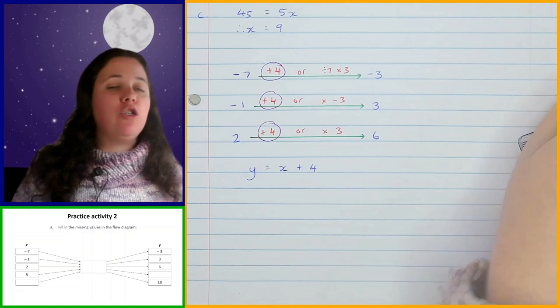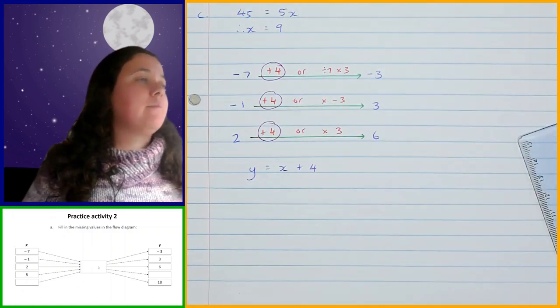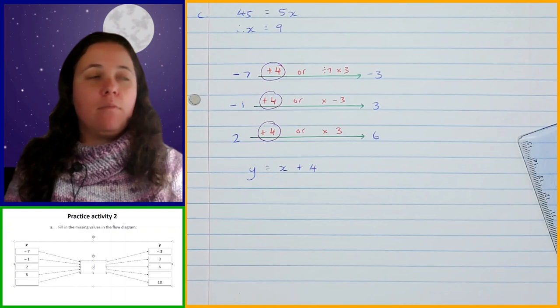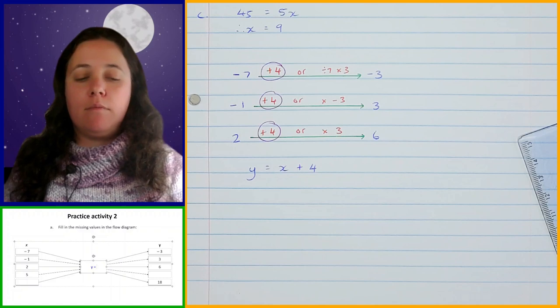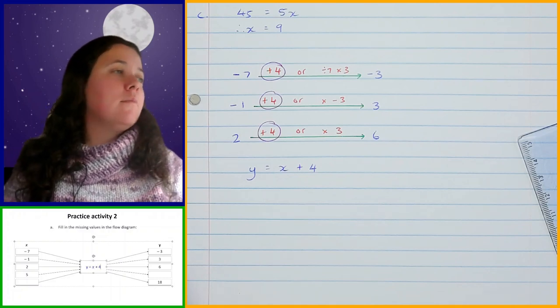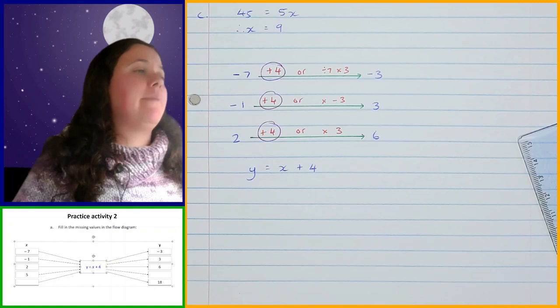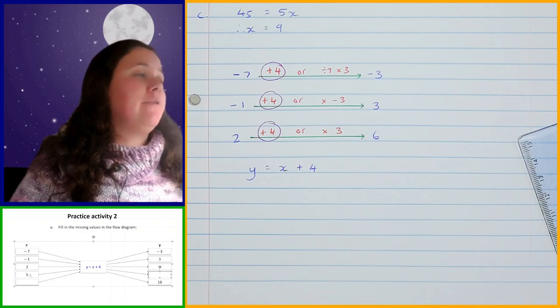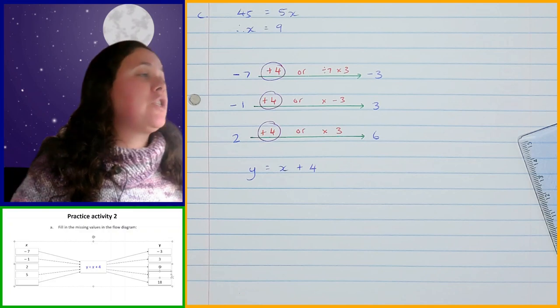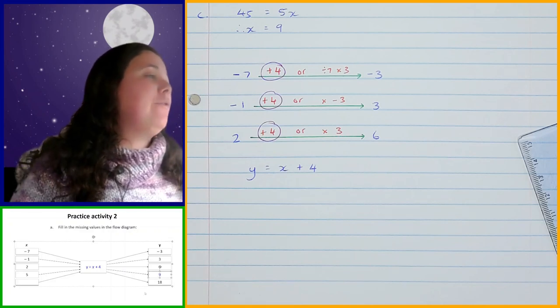So that's what you should have got for your rule over here. Now, let's use that rule to work out our output value if our input is 5. This is a nice simple one, so I'm just going to put the value in straight away. If I have 5, I'm going to add 4, and I should get 9. So your output value with an input of 5 should be 9.